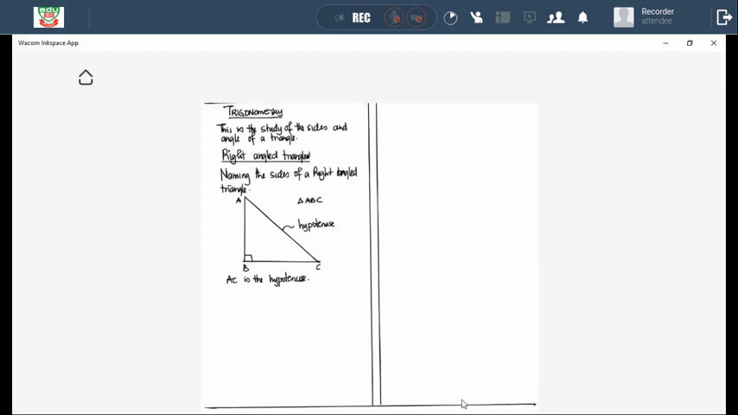How do you identify the hypotenuse? First, I said it is the longest side. Secondly, you can also identify the hypotenuse from a right-angled triangle just by identifying that it is the side which is opposite the 90-degree angle, the side opposite the 90-degree vertex or 90-degree corner. Okay, now there you go. This is how you come up with the hypotenuse.